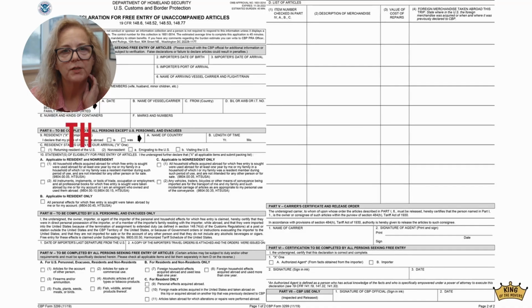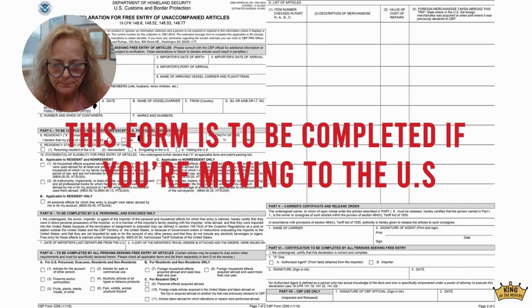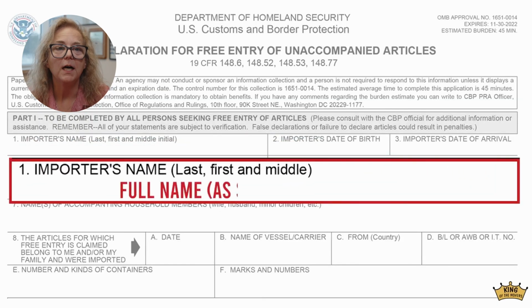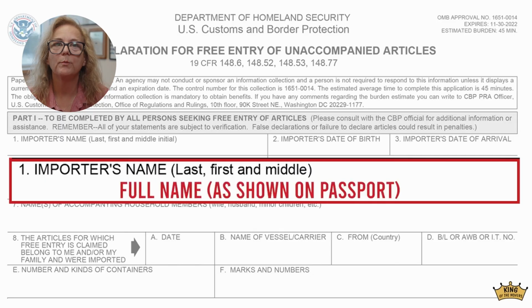Since you won't be with your goods when the truck crosses the border, it's important to fill out this form for the mover. This form will be provided to you by your mover. Once you receive it, you can either print it, fill it out manually, or you can fill it out online. In the first part, you're going to be asked for personal information like your name, your date of birth.